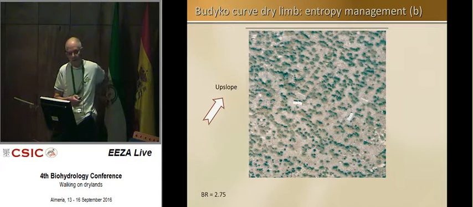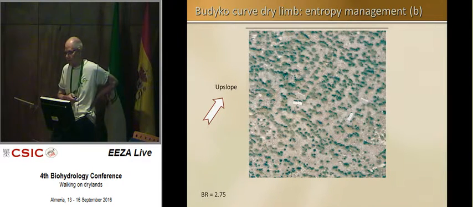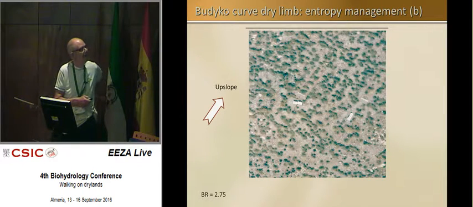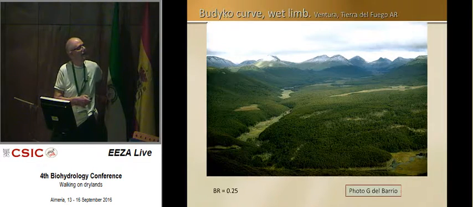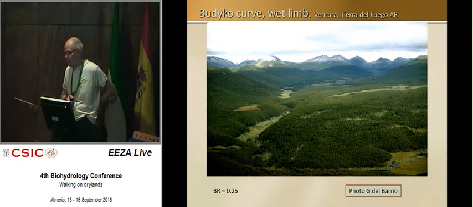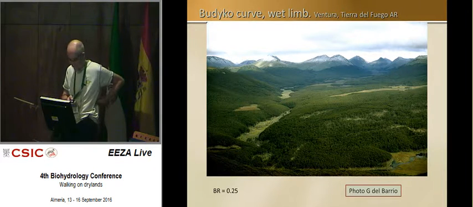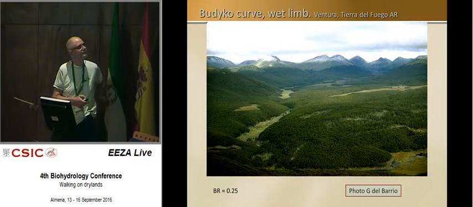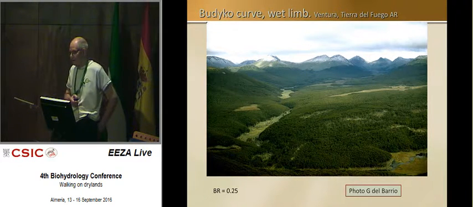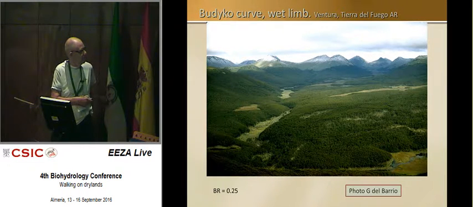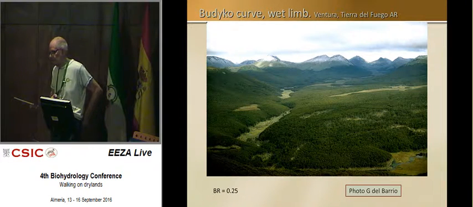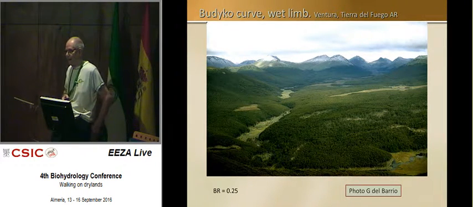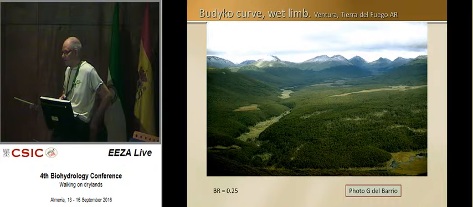Estimated Bowen ratio here may be 7 or so. Let's go to the wet side, the wet limb of the Budyko curve. Here is Tierra del Fuego, in an area called Ventura, which has a Bowen ratio of 0.25, and in which the energy to evaporate is very low.